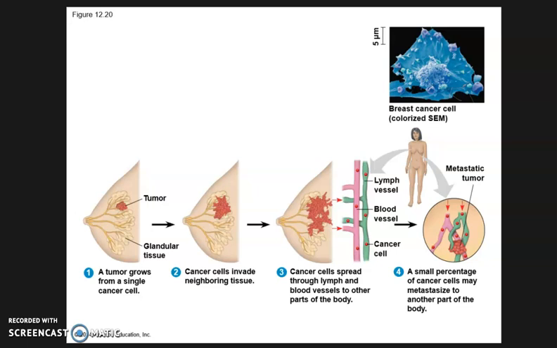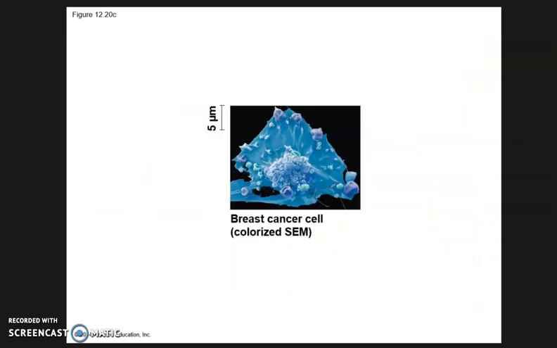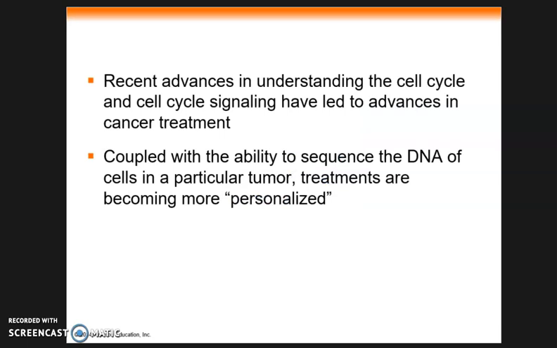Here we can see a breast cancer cell. The tumor grows from a single cancer cell. It begins growing and it invades other tissues that are nearby. Most likely it's going to travel to the lymph system, invade the nearby lymph nodes, and then if it breaks free, it can metastasize or travel to another part of the body. And here we have the colorized SEM of a breast cancer cell.